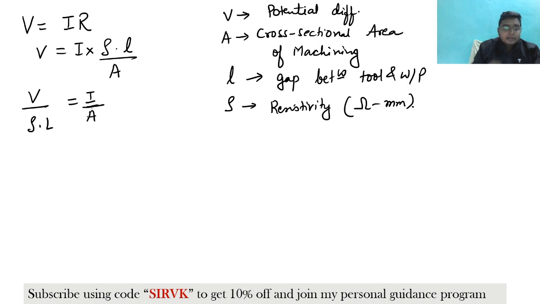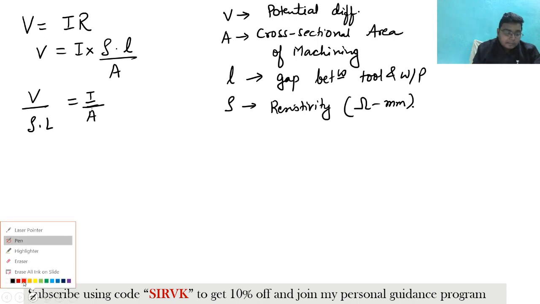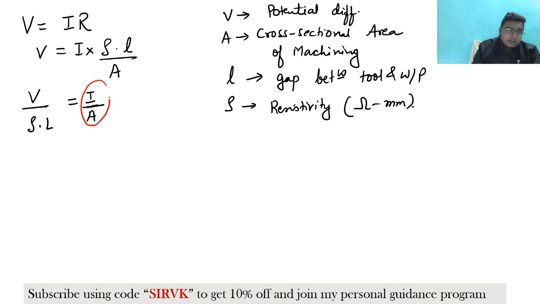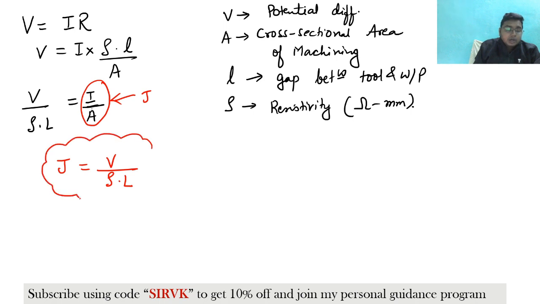Now again, what is the I by A? Is it current density? That is a J. Yes, that is a J. So I can write that current density is nothing but V by rho into L. This is also another formula that is important while the calculation purposes are going.